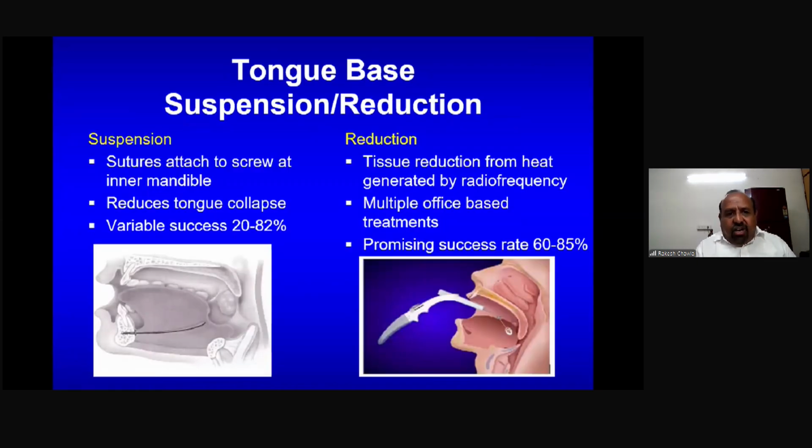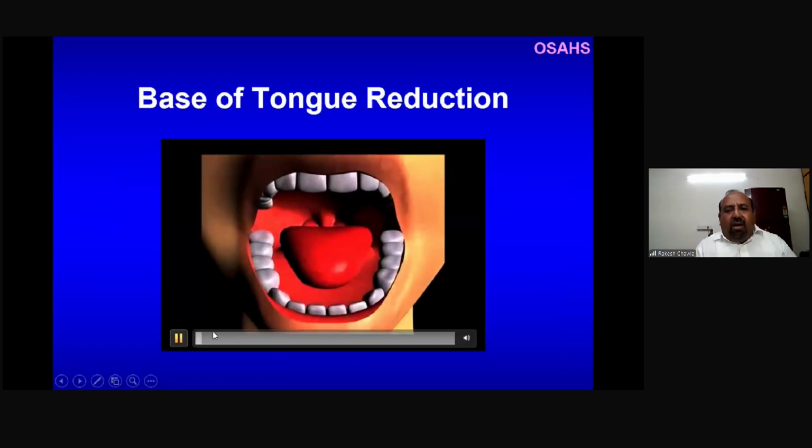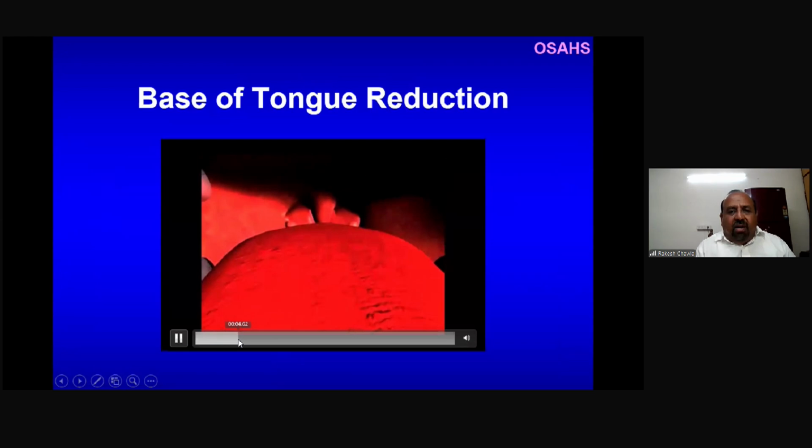Tongue-based suspension and reduction, with sutures attached to a screw at the inner mandible. You see the inner mandible, it is done, and a wire is placed into the tongue to pull it back so that collapse should not happen. You are putting radio frequency generated into the tongue again to make the muscles dry and pull the space ahead. You see how the tongue-based reduction is done.